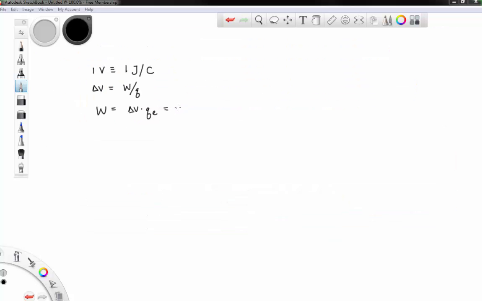So we can actually just drop the sign for this because it's a scalar in this case. So we basically have 1.00 volts times 1.60 times 10 to the minus 19 coulombs. So the amount of work done to this electron is 1.60 times 10 to the minus 19 joules. Wow.